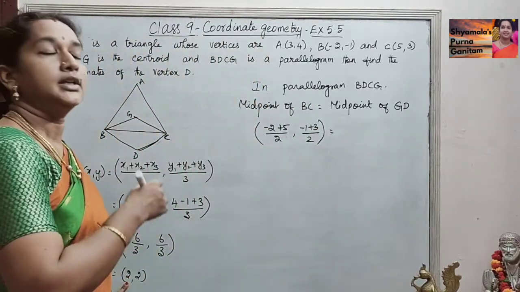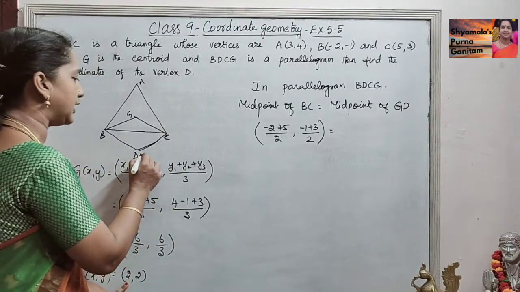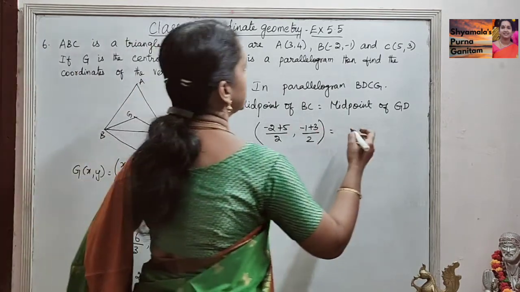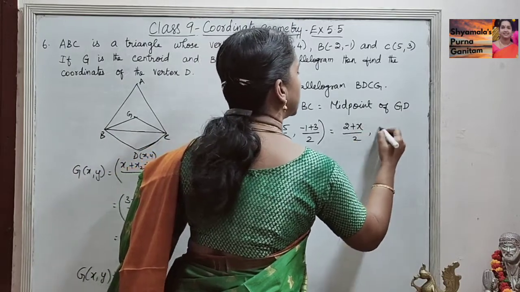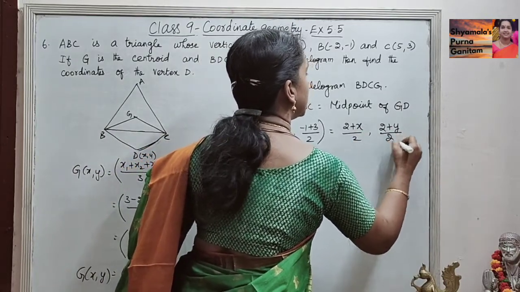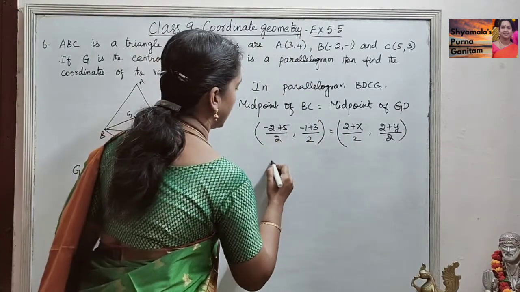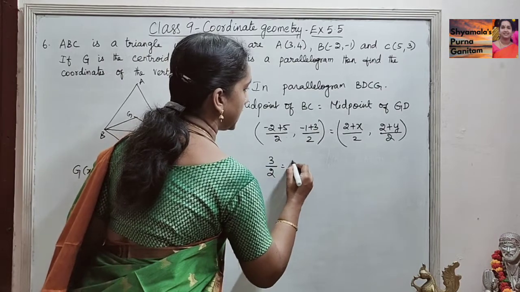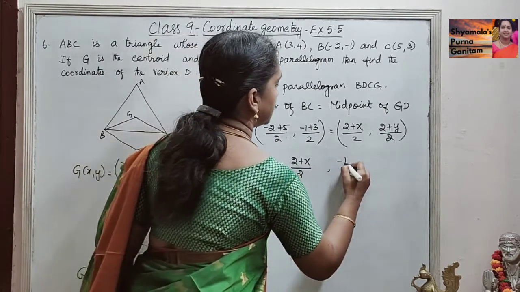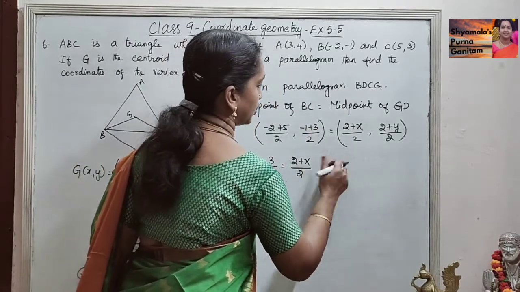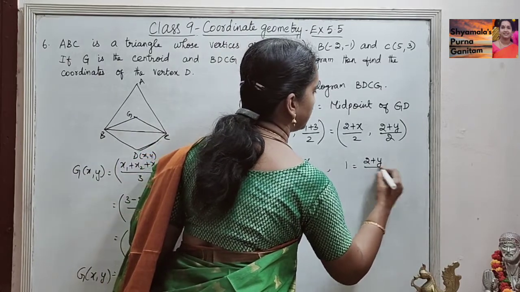G is 2 comma 2. The point that we are going to find, the coordinates of D, we'll keep as x comma y. So the midpoint of GD is 2 plus x by 2 comma 2 plus y by 2. Now we'll equate the x and y coordinates on both sides. Here we get 3 by 2 is equal to 2 plus x by 2. Then minus 1 plus 3 is 2, 2 by 2 is 1, so 1 is equal to 2 plus y by 2.